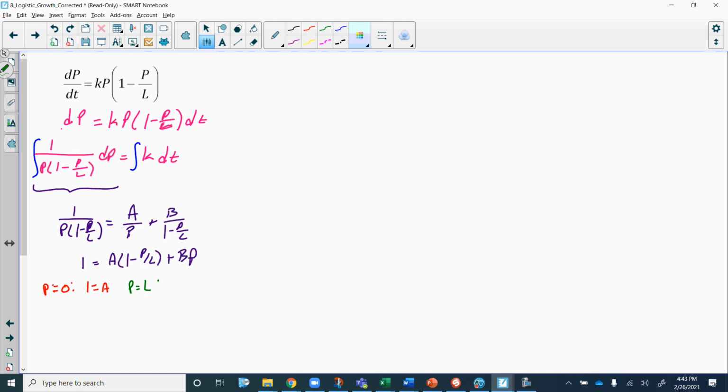If I make P equal to L, that's going to give me 1 equals A, and in parentheses, we're going to have 1 minus L over L, plus B times L. So this simplifies to be 1 minus 1, giving me 0 in the parentheses, making this whole term equal to 0. But I wind up with 1 is equal to B times L, and that would mean that 1 over L is equal to B.